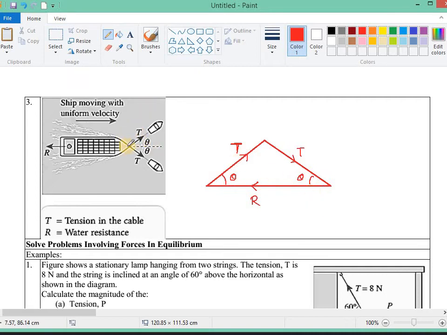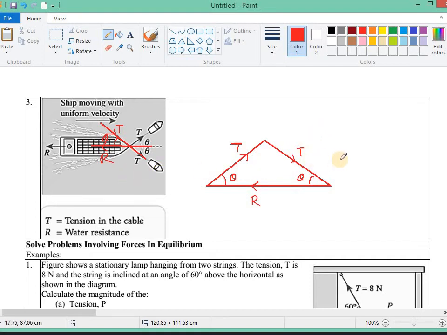Okay, why? Because you see, this is R, and this is T. So this is R, this is T. So this angle is theta, that means here is also theta. Okay, get the idea.